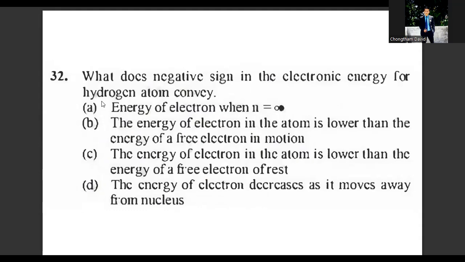Okay, next question number 32. What does negative sign in the electronic energy for hydrogen atom convey? So the energy of this electron in the atom is lower than the energy of the free electron at rest. So C would be the answer for question 32.